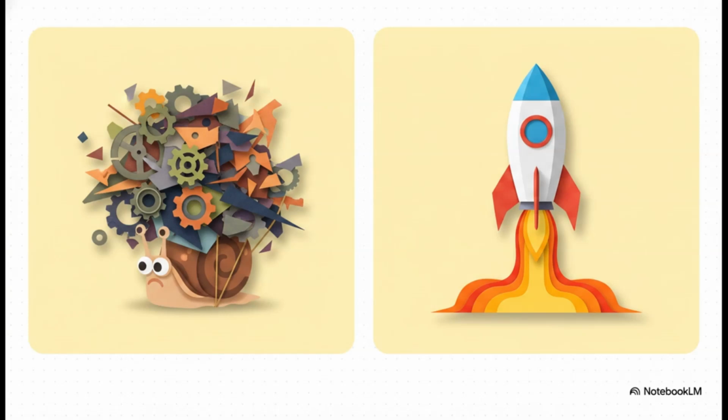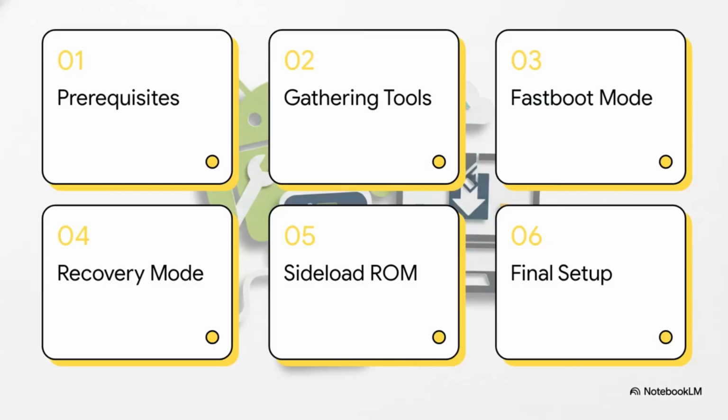Okay, let's talk about why we're actually doing this. We're moving away from our starting point, HyperOS 3, which, let's be honest, is a pretty heavy default manufacturer skin. And we're jumping straight to our target, Pixel OS. We are stripping away all that unnecessary bloatware to get you a pure, clean Android 16 stock experience that is built for speed. To make sure nobody panics about bricking their device, here is our exact roadmap for today. We're going to hit prerequisites, gathering tools, fastboot mode, recovery mode, sideloading the ROM, and finally, the setup.